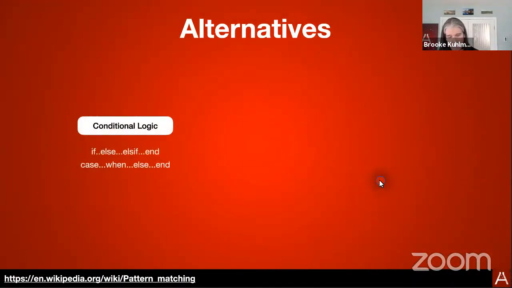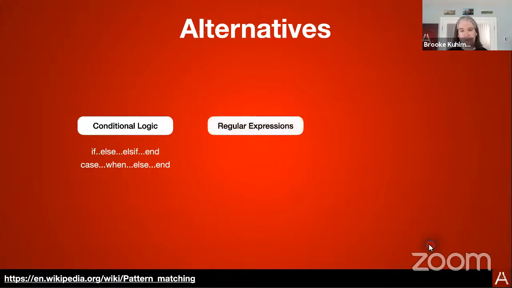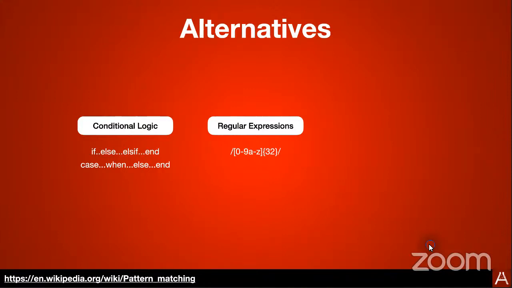So some of the alternatives that we have today are conditional logic. This is what you're used to. You'll use if, else, and you'll use case, when, else statements. And so that's been fine. But you can also use regular expressions. Regular expressions are another way to do pattern matching and diagnostics within our code. But regular expressions can get kind of heavy and kind of ugly after a while too. So you want to be careful with those.